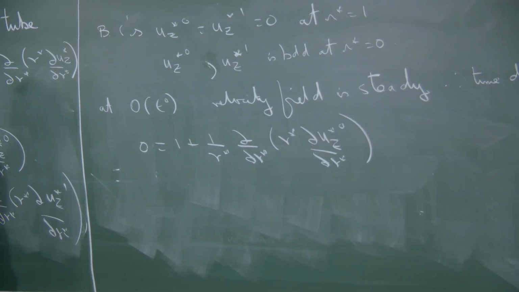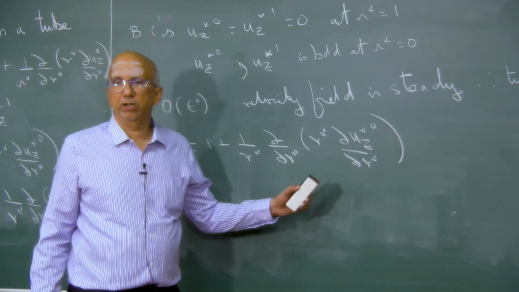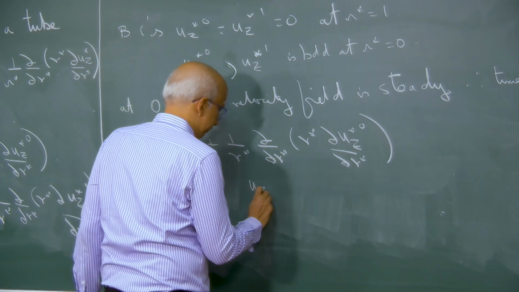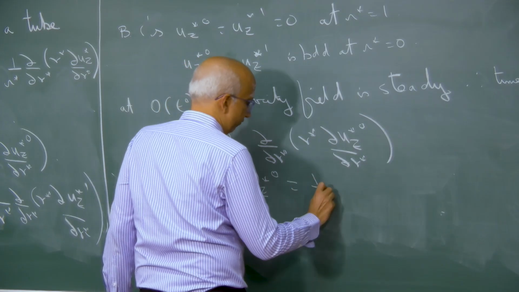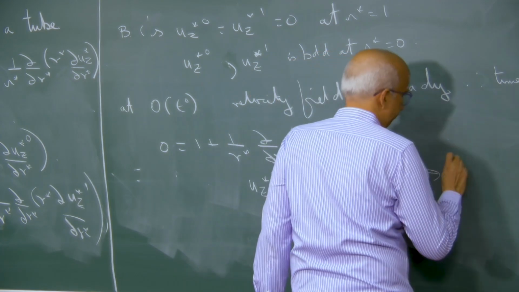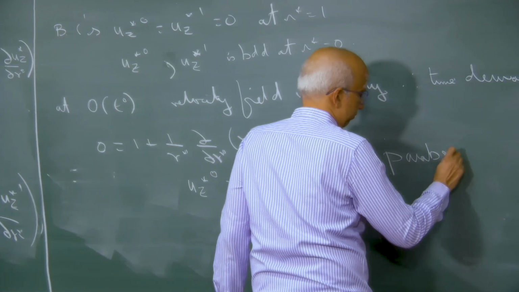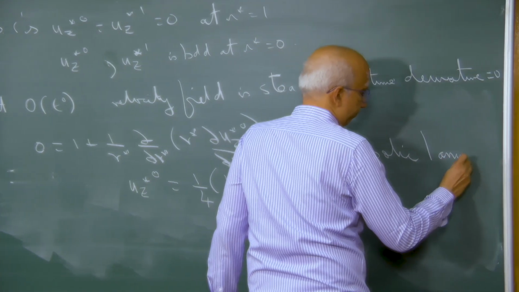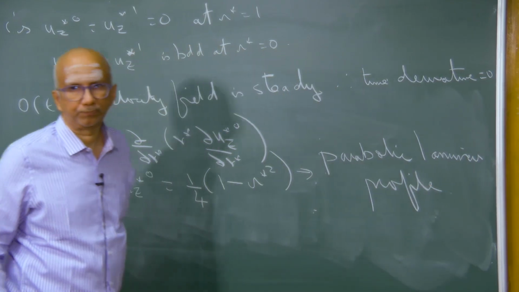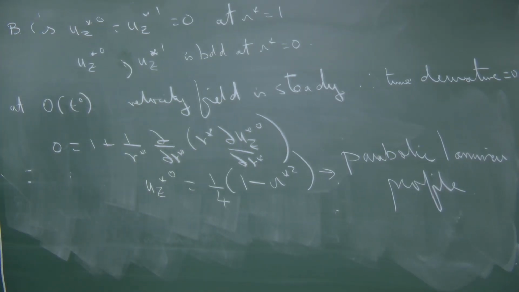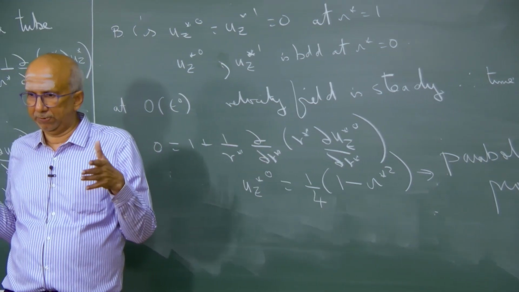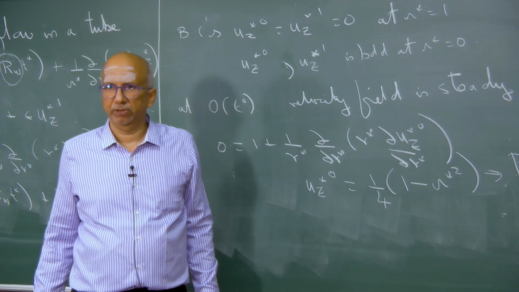subject to the boundary conditions of no slip, and you are going to get your laminar flow velocity profile. Okay. So, this will give me u z star of 0 as 1 by 4 multiplied by 1 minus r star squared. This is the parabolic laminar profile. So, this is what you expect, because at order epsilon to the power 0 my pressure drop is constant, I will get my laminar velocity profile.